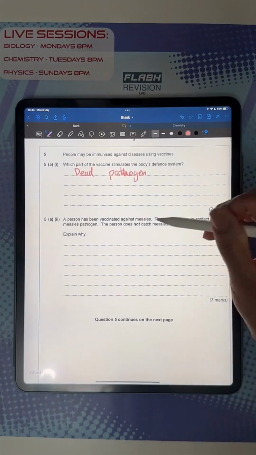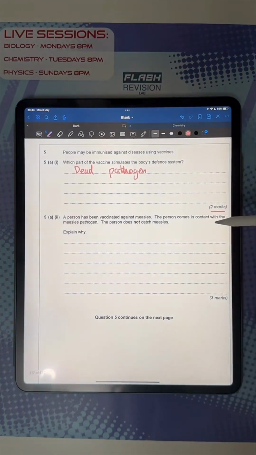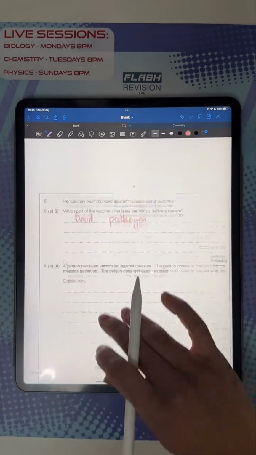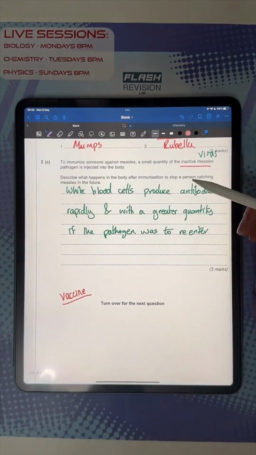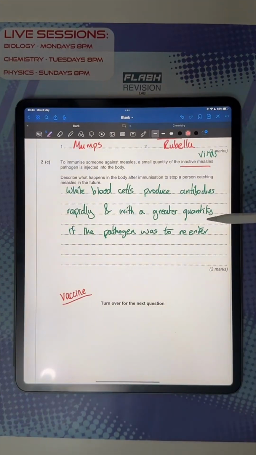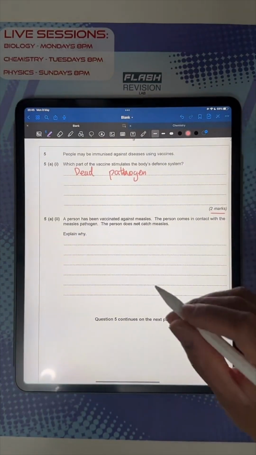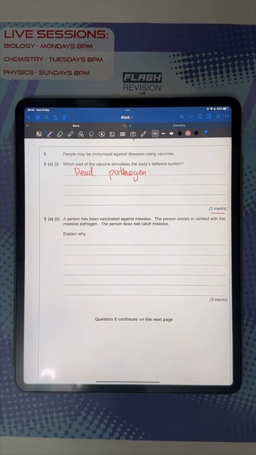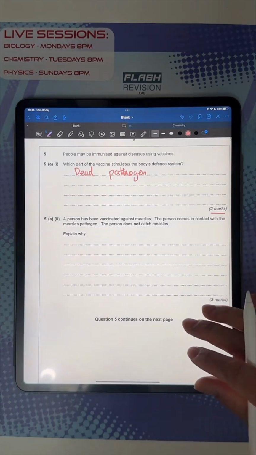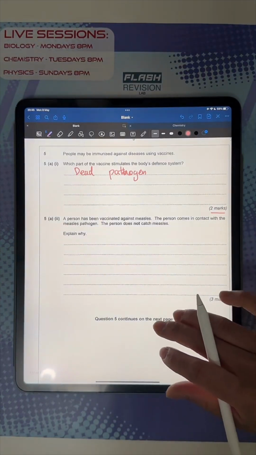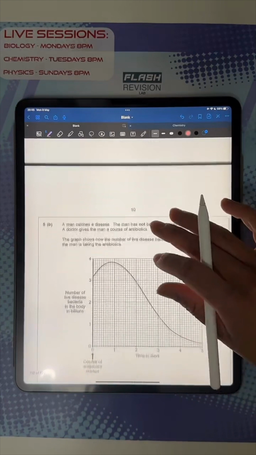A person has been vaccinated against measles. The person comes in contact with the measles, does not catch measles. It's the same 3 points as before. So white blood cells produce antibodies rapidly, and it destroys the pathogen if it was to re-enter. I'm not going to write that down again. It's a repeat question, basically, from another year. Let's go on to the next one.